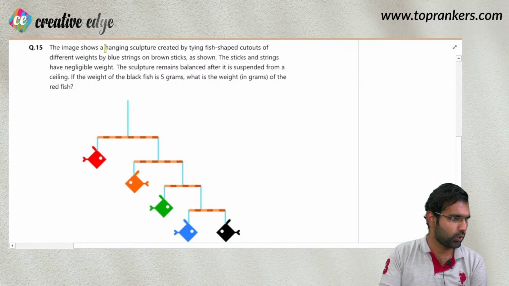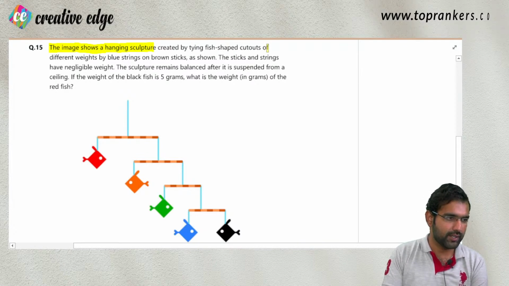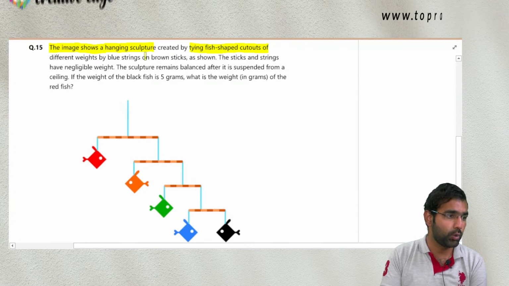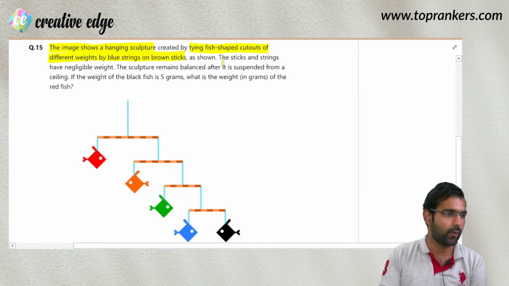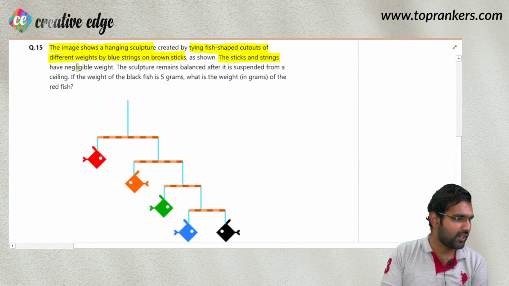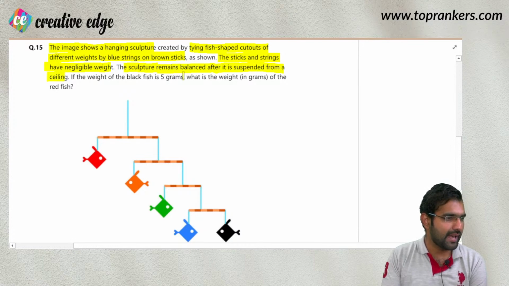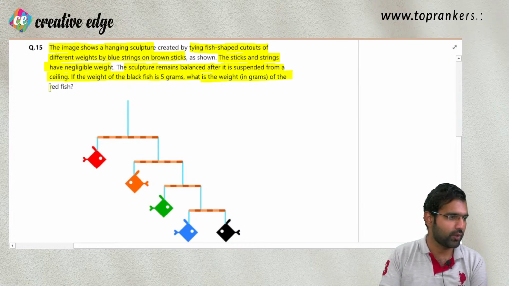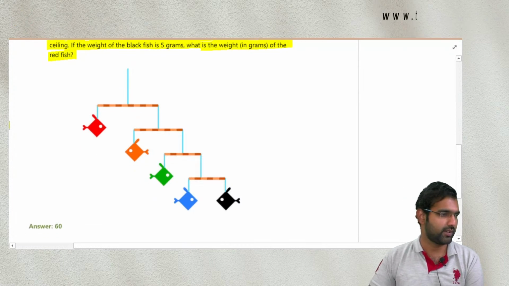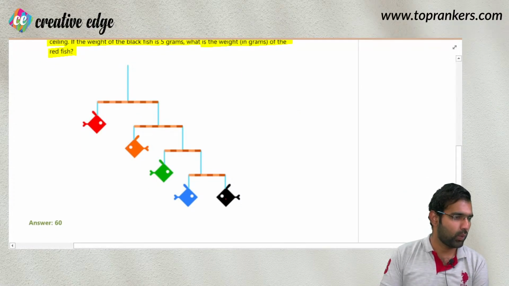The image shows a hanging sculpture created by tying fish-shaped cutouts of different weights by blue string on brown sticks as shown. Now, the sticks and strings have negligible weight. The sculpture remains balanced after it is suspended from a ceiling. If the weight of the black fish is 5 grams, what is the weight in grams of the red fish? Now, very, very interesting question. This black fish is having a weight of 5 grams.